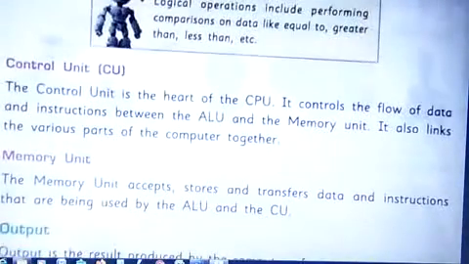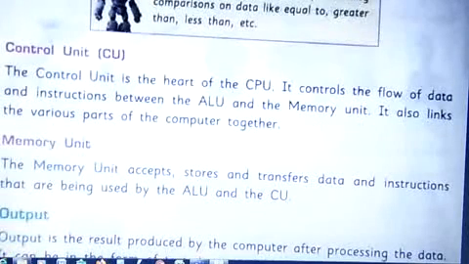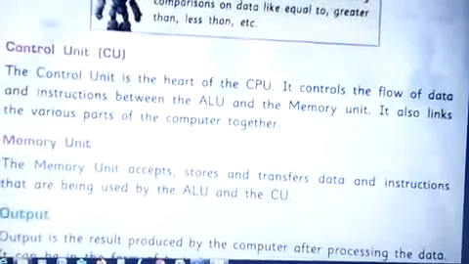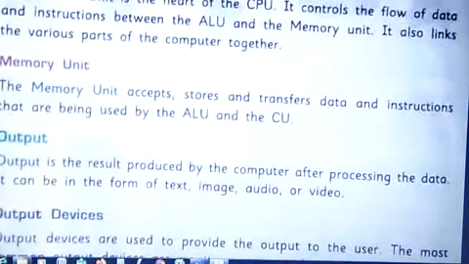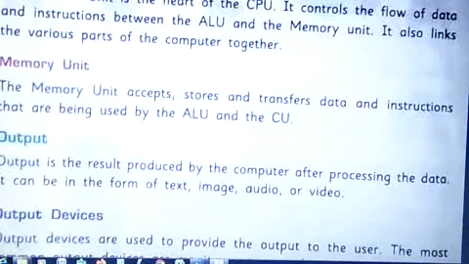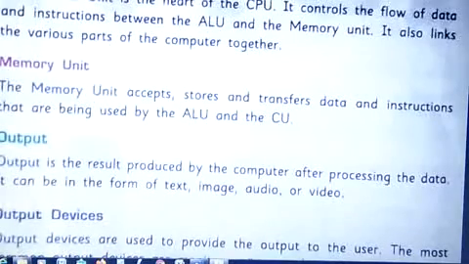Now CU, it is known as the heart of the CPU. It controls the flow of data and instructions between the ALU and the memory unit. It also links the various parts of the computer together. The last is memory unit. It accepts, stores and transfers the data and the instructions that are being used by the ALU and the CU.